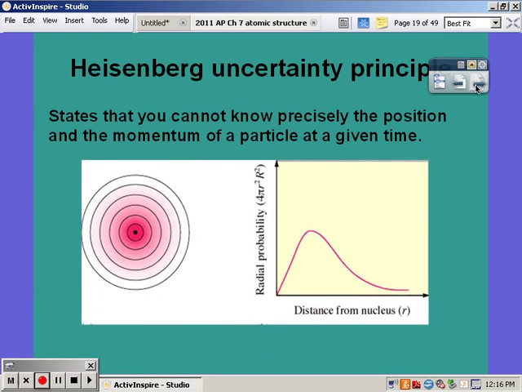Heisenberg's uncertainty principle states that you cannot know precisely the position and the momentum of a particle at a given time. The probability of finding an electron at a particular position is the greatest at the nucleus, but more electrons can fit in the outer rings, so the probability increases to a point the further away from the nucleus that you get.